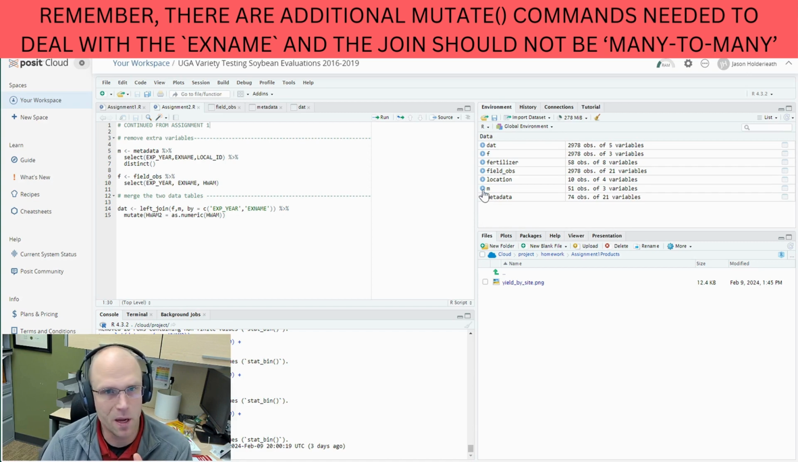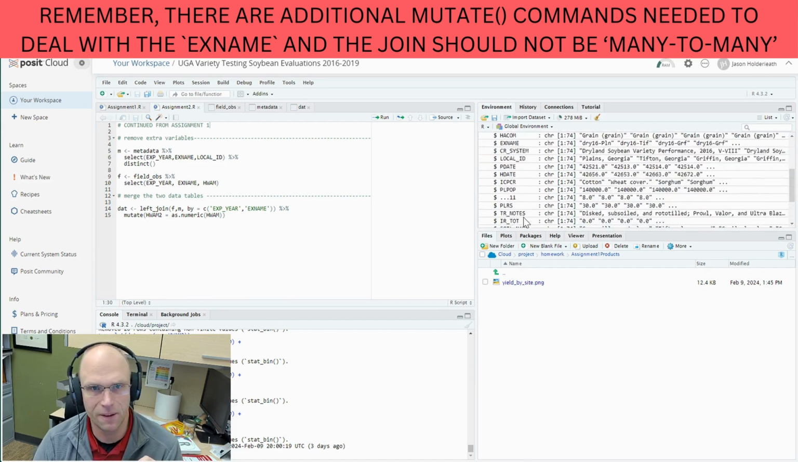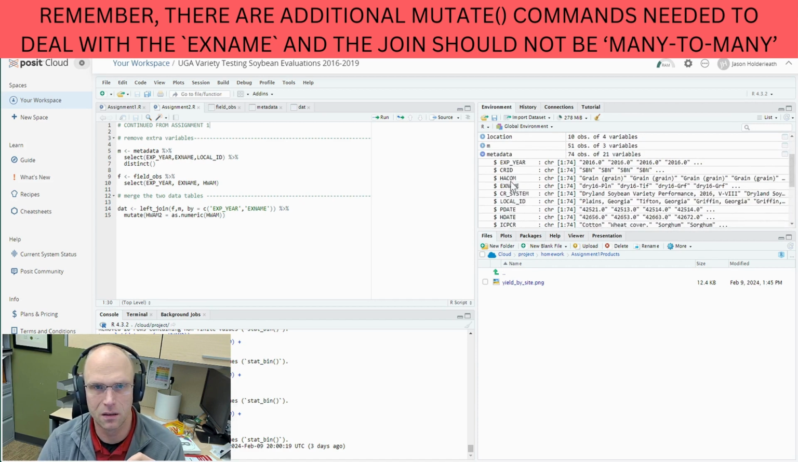We're not going to need M anymore, and we're not going to need F anymore, so we can use these same ones and it'll just write over the top of them. That's fine. Let's see, so we decided we needed experiment year, experiment name, local ID, and then we needed ICPCR.